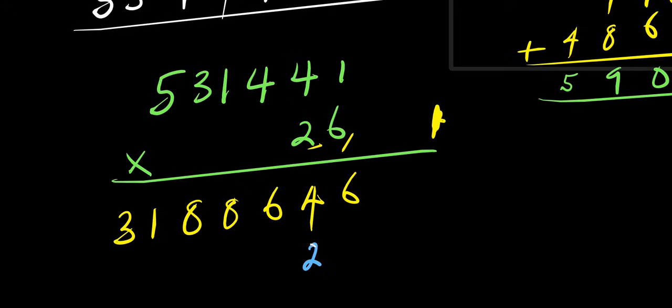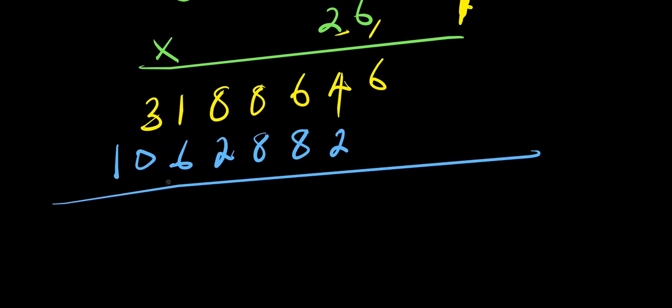2 times 1, 2. 2 times 4, 8. 2 times 4 again, 8. 2 times 1, 2. 2 times 3, we have 6. 2 times 5, we have 10.